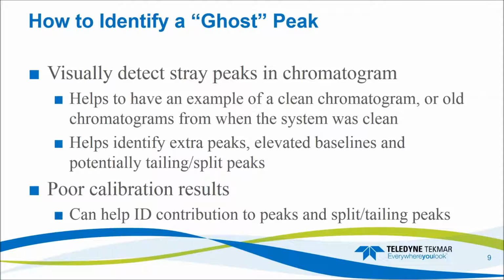and then you can compare that to what you're currently seeing. And this can help identify in particular extra peaks or an elevated baseline that may have snuck up over time and you didn't notice, and then also tailing or split peaks. So a month ago, 6 months ago, a peak used to be nice and sharp, now it has a broad extended tail, or it used to be a single peak and now it's fragmented and split. And then also, as I've just mentioned, poor calibration results can sometimes tip you off that there might be issues going on, such as foreign compounds contributing to target peaks or carryover contributing to those target peaks and skewing results.